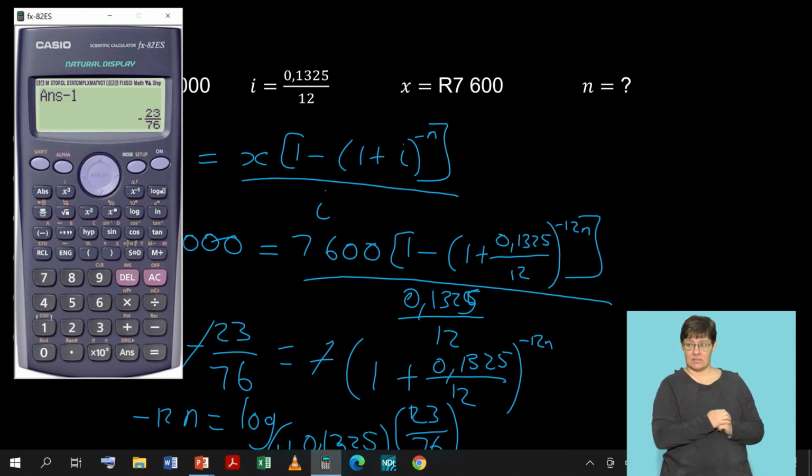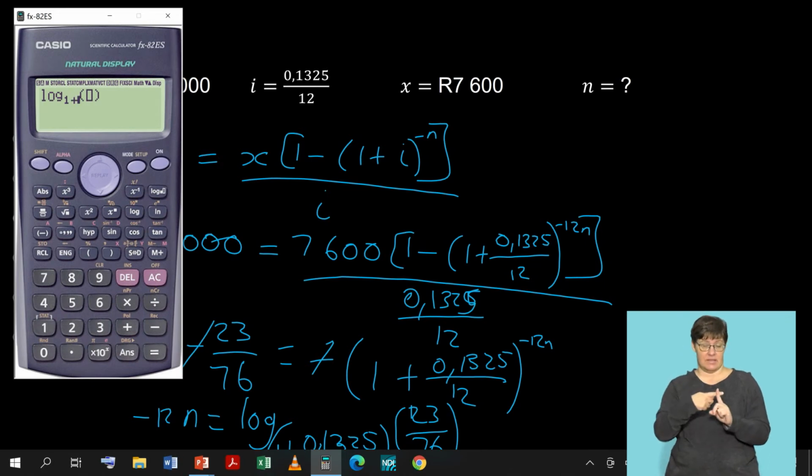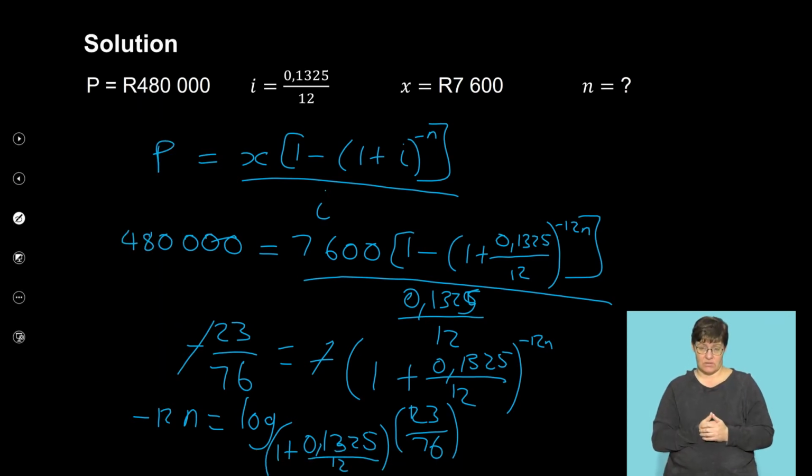Now, what I will then need to do is to introduce a log. I know my base is 1 plus 0.1325 over 12, and the number here will be 23 over 76, and that will be my answer there. And I will divide this by negative 12, and it will give me 9 years. So this will be equal to 9 years.